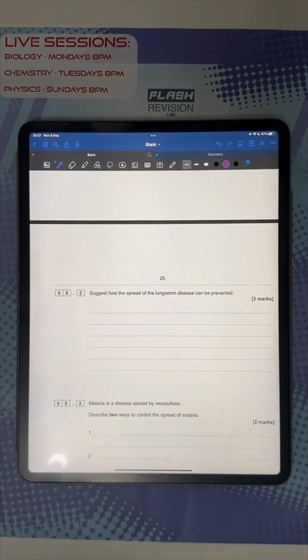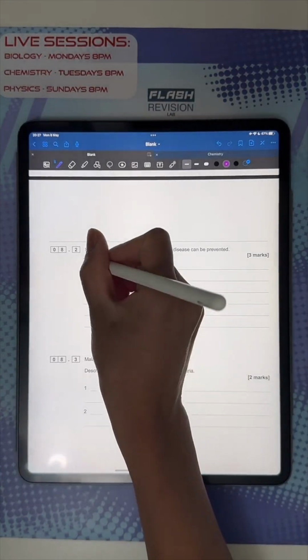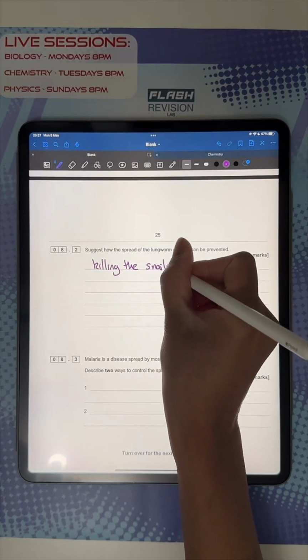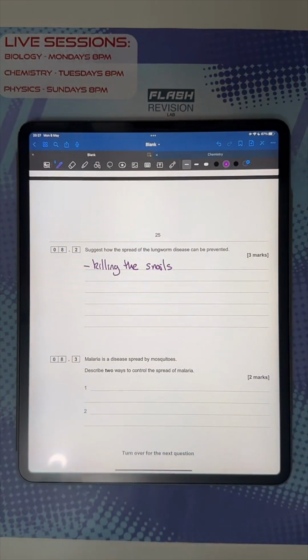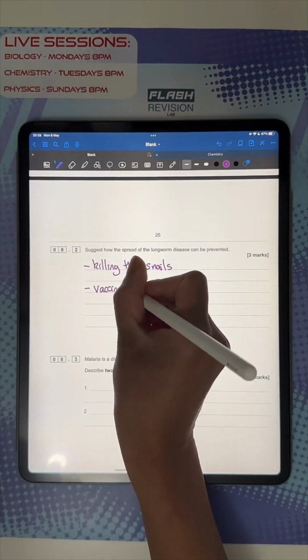All right, suggest how the spread of lungworm disease can be prevented for 3 marks. Let's see what people think. Killing the snails, yep. So you can kill the snails. That's one thing. Because remember, they're the ones spreading the lungworms. If there's no snails, there's nothing to spread. Same with mosquitoes. That's why in that other question that we did, they were making the mosquitoes infertile so that they can't spread. Vaccine, yes. They can vaccinate the dogs. Well done.